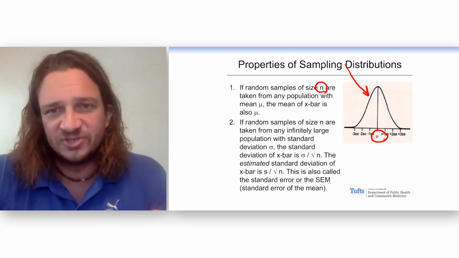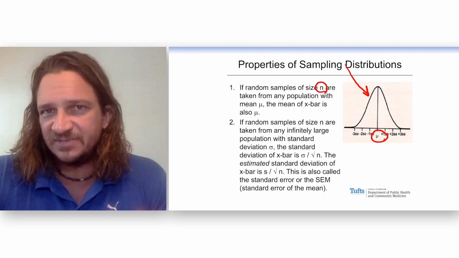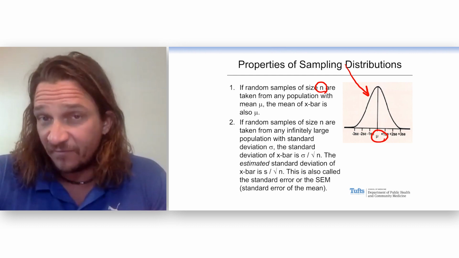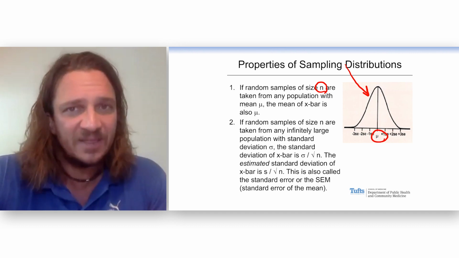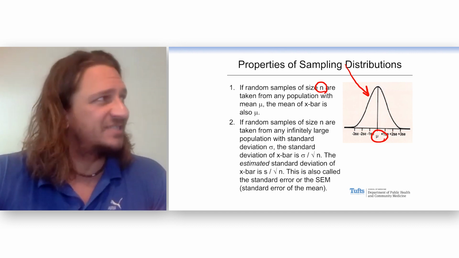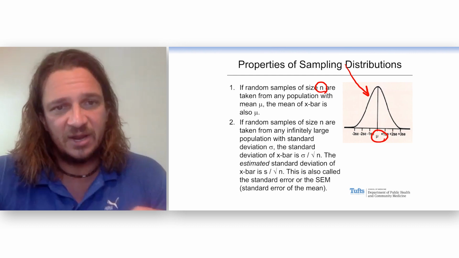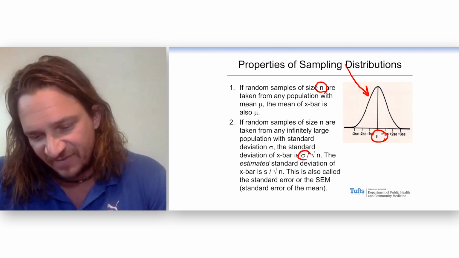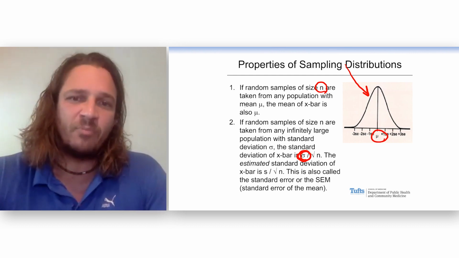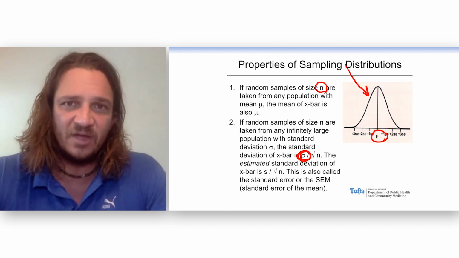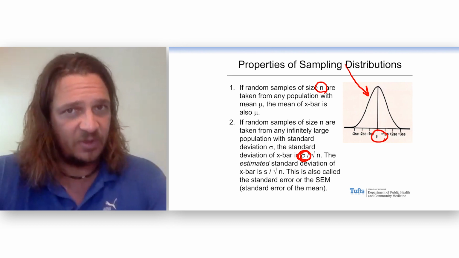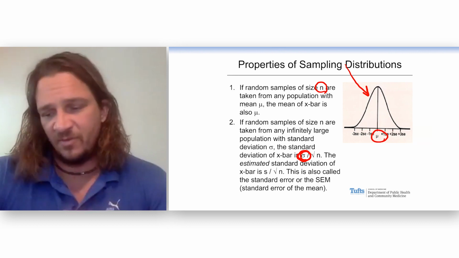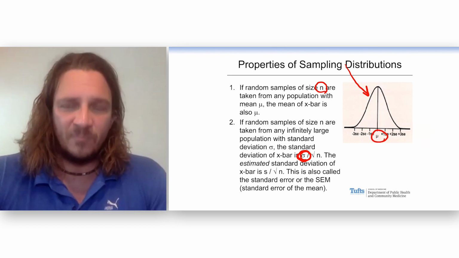The other thing that also drives it is how spread out the population itself is. When we talk about 2-year-old girls shooting basketballs, there's not a lot of variability in that. But if you think about, say, income, there's a lot of variability. So the standard deviation or the sigma or the spread of the population itself also drives how wide this thing is. The more variability there is in the population, the more variability you will get in your means.